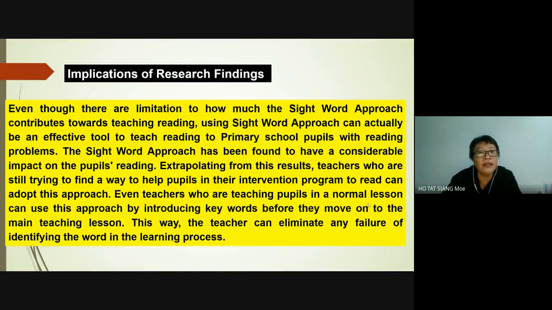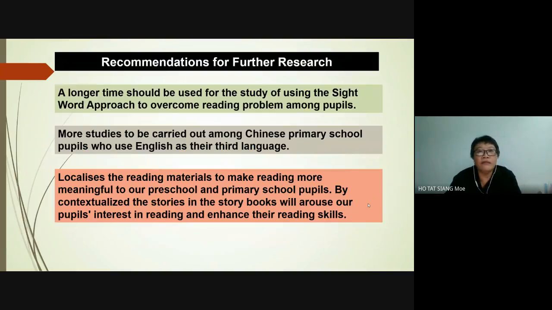Very good approach. Even teachers who are teaching pupils in a normal lesson can use this approach by introducing keywords before they move on to the main teaching lesson. This way, the teacher can eliminate any failure of identifying the words in the learning process. They can use keywords. Now, recommendation for further research.